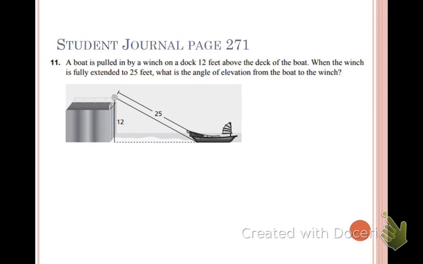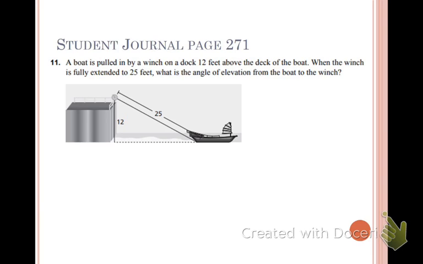In your student journal, page 271. So, word problem. All of the word problems in this section will always look like right triangles. Miles, you should have out one sheet of paper if you don't have your student journal. In this section, a boat is pulled by a winch. I don't speak sailor, so don't ask me what a winch is, but there it is.